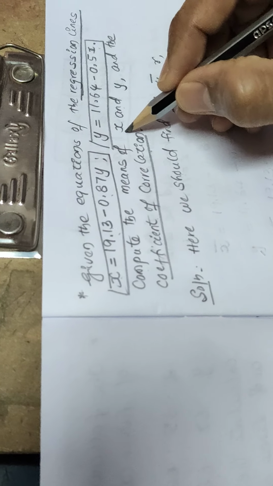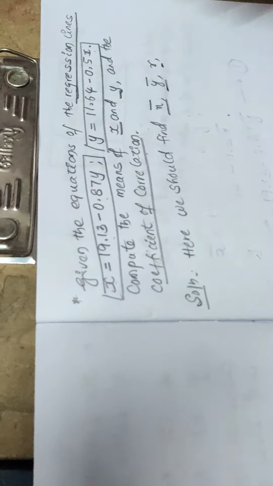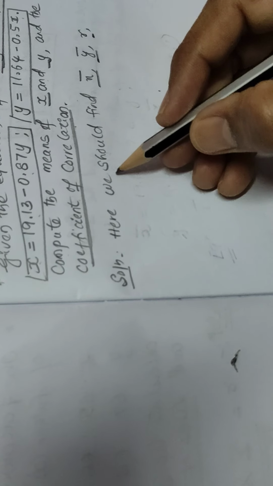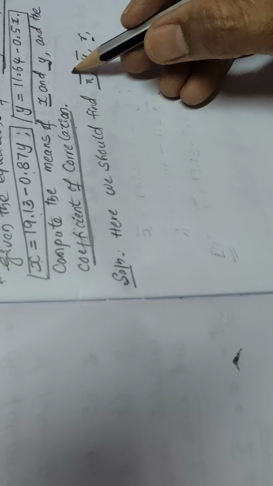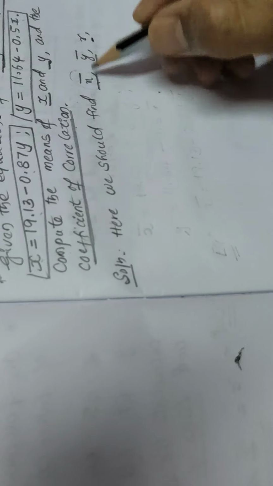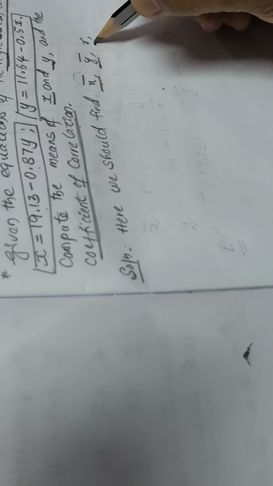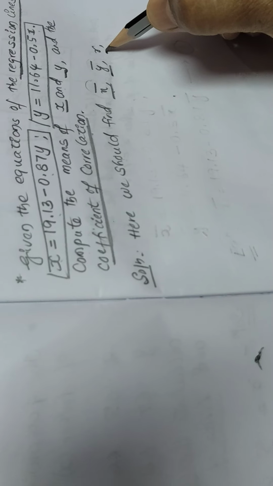Compute. First you have to find the means of x and y, and later you have to find the coefficient of correlation. As I have written in the solution, what we have to find is the mean of x, that is x bar, the mean of y, that is y bar. Then we have to find the coefficient of correlation, that is r.